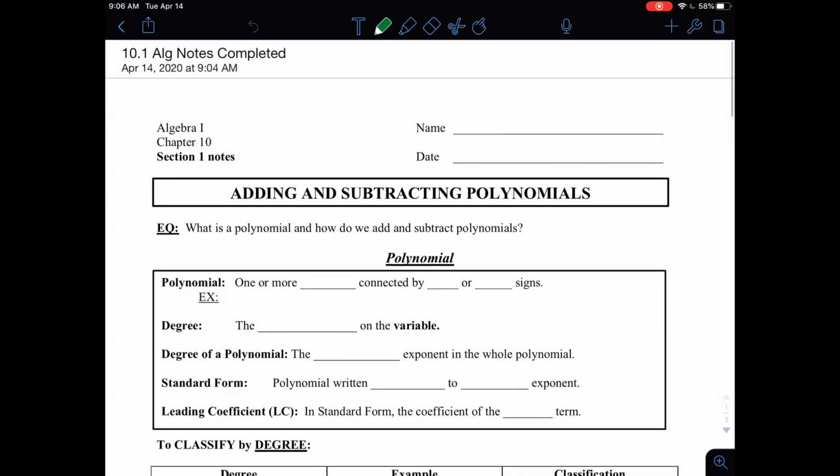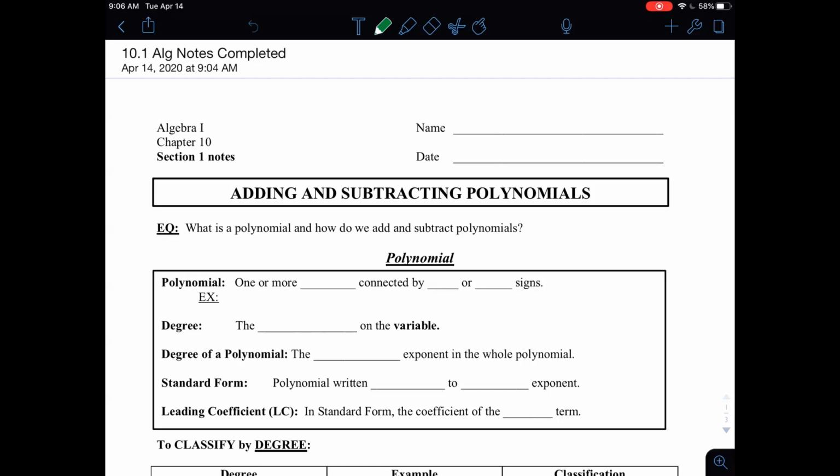So we're learning chapter 10, which is going to be polynomials and factoring. Okay, so a polynomial. We'll explain polynomials in a second here, but basically we're going to be figuring out what numbers go into equations or expressions so that they'll factor.